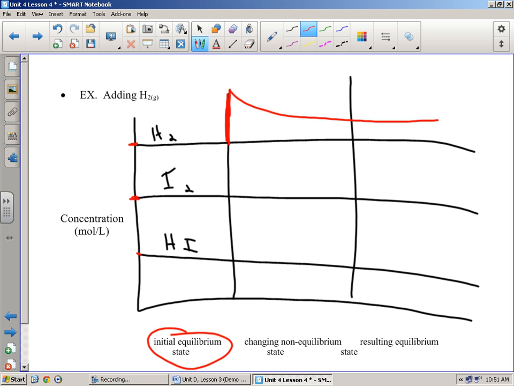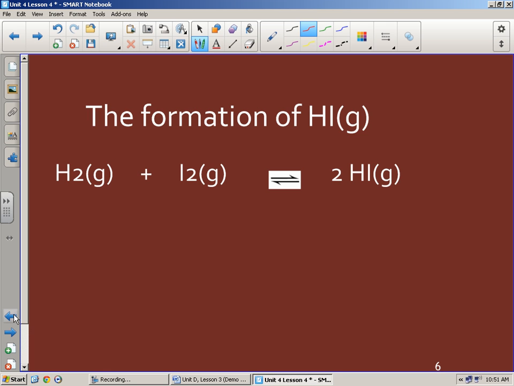In order to use up that H2 that I just added, let's go back to the equation here, guys. Look at my equation. I put in a bunch of H2. I need to use up the H2. That's what Le Chatelier's principle says. I put in a bunch of H2, I need to use it up. If I'm going to use up H2, I have to use up I2 as well.